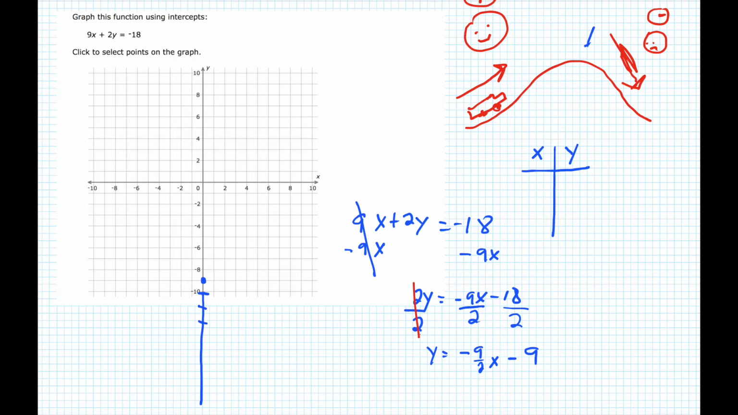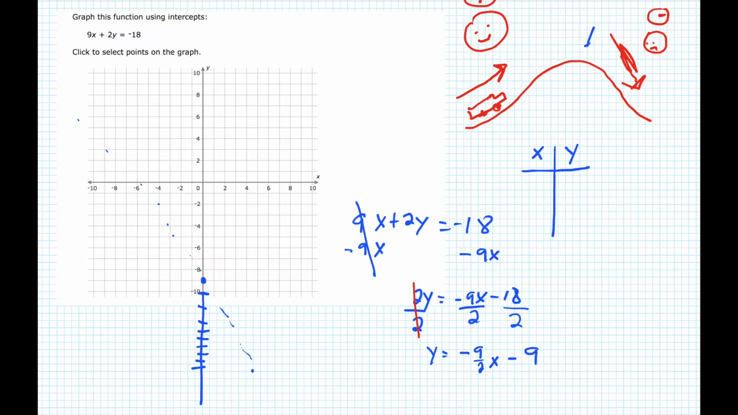1, 2, 3, 4, 5, 6, 7, 8, 9. And then you'd go what? Which direction? So down 9 and then 2 to the what? Yes, and then you would have got it right. Okay, so now look, your graph is going to go like this. So now you're going to go up 9.